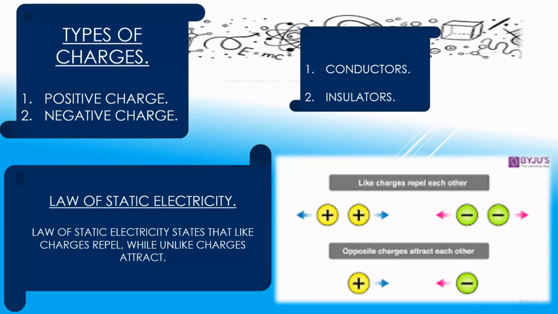Since we now understand what insulators are, let's move to conductors. What are conductors? Conductors are materials that allow electricity to pass through them. They have a low rate of resistance. Good examples of conductors are metals. You should also know that good conductors of heat are good conductors of electricity.